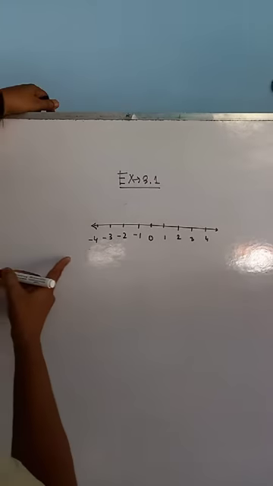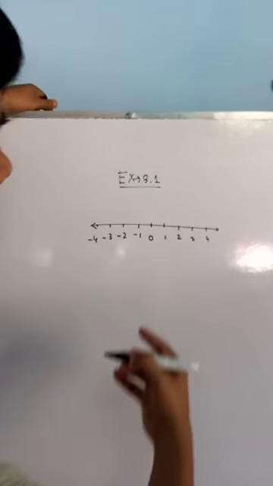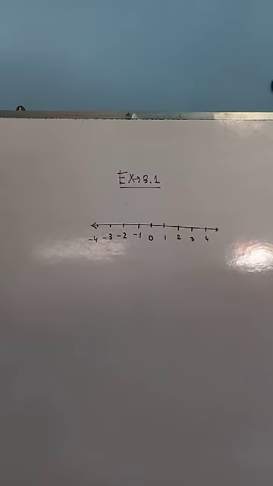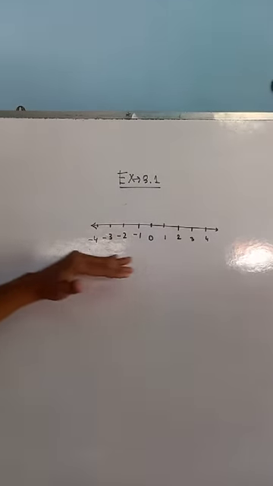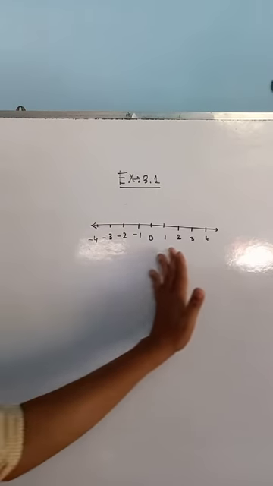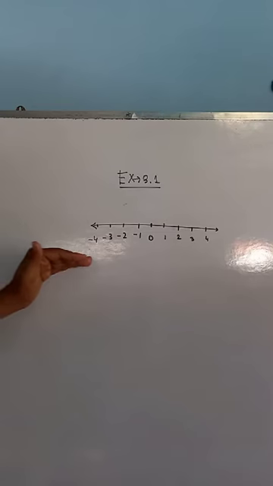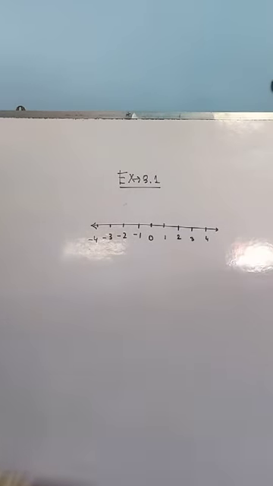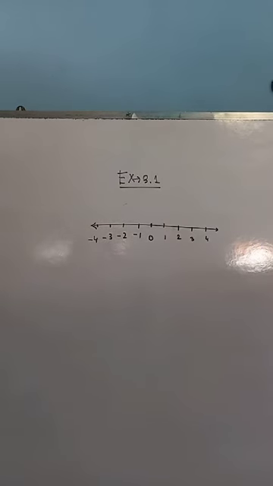Whenever you go towards the 0, the number will be greater. Towards the 0 means a minus figure towards the 0 will be greater. And a plus figure moving away from the 0 will be bigger. Suppose you see plus 3 and plus 4. Plus 4 will be bigger than plus 3. In the same way, suppose I say minus 4 and minus 3, you see minus 4 will be smaller than minus 3.